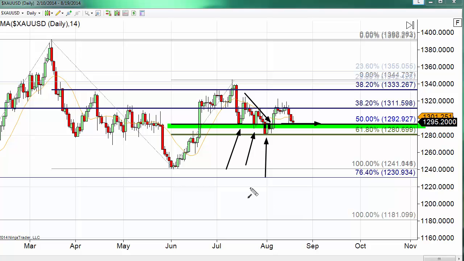Again, we did exit a long position. We are currently flat in gold. My suggestion is to remain flat and to wait for some sort of a signal, because my sense is we could be close to the conclusion of this small minor corrective wave.